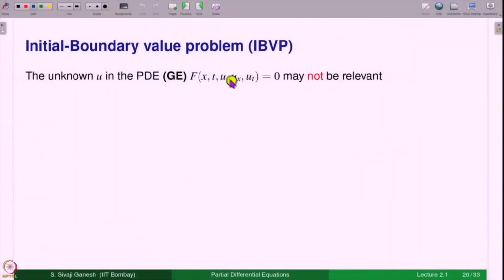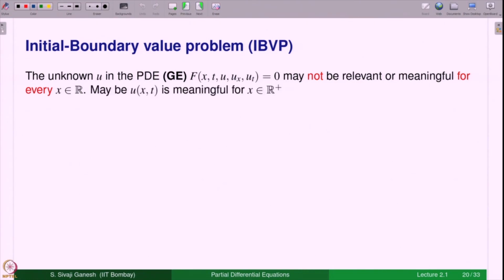Now, initial boundary value problems. Once again initial is there, so there should be a time. So, the unknown u in this PDE F(x, t, u, u_x, u_t) equal to 0, I already made this change of y to t because of the word initial boundary. This equation, or what you want to study, may not be relevant for all x in R. It may be that it is relevant only for x positive or maybe for x in some bounded interval (a, b).